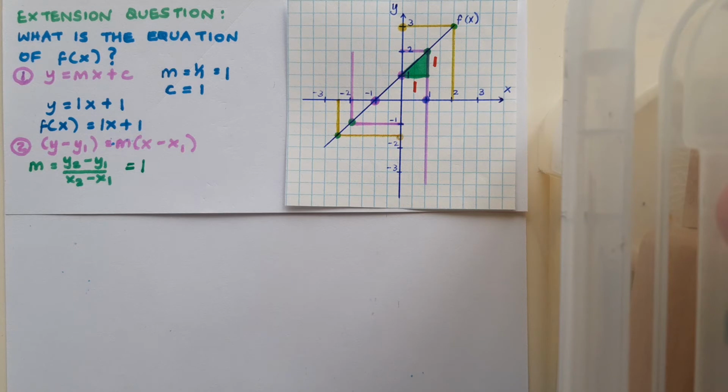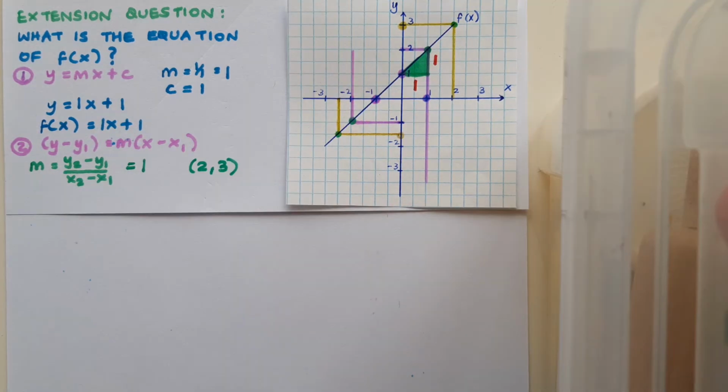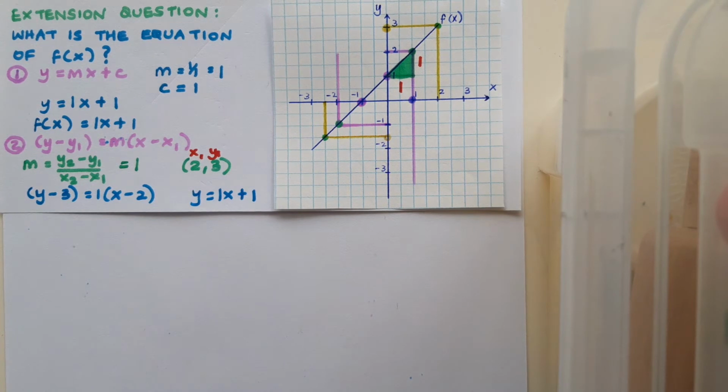You can choose any point that you like on the line to find the equation. I'm going to use the point 2, 3. I should label this as x1, y1 before I fill it into the line formula. And when I fill this in, it should read y minus 3 equals 1 times x minus 2. I'll tidy this up to get y is equal to, and it tidies up to y equals 1x plus 1, or if you prefer, f of x equals 1x plus 1.